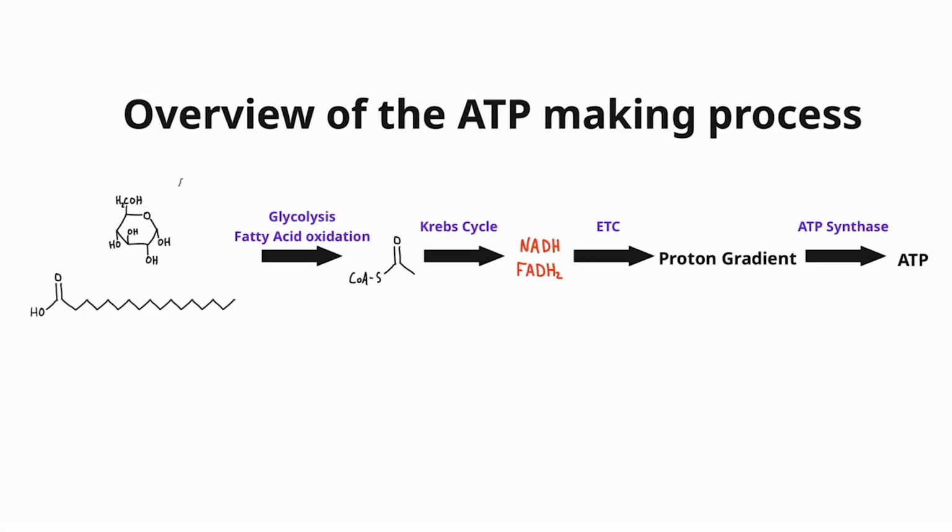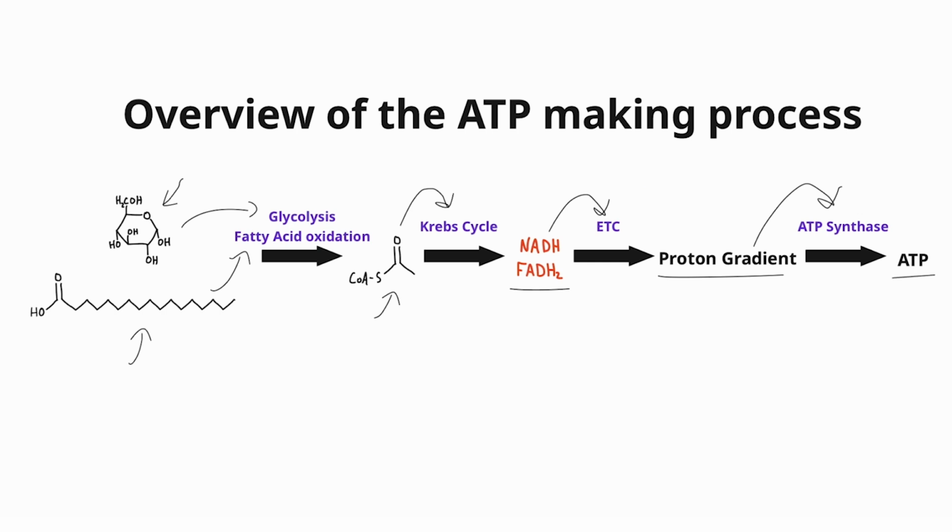It all starts with either a molecule of glucose or a fatty acid. Glucose will undergo glycolysis and a fatty acid will undergo fatty acid oxidation, and both of those processes eventually lead to the production of acetyl coenzyme A. Acetyl coenzyme A feeds into the Krebs cycle, which produces the electron carriers NADH and FADH2. Those two molecules transfer those electrons to the electron transport chain, and the electron transport chain provides the energy to create the proton gradient in the inner membrane space of the mitochondria, and then that proton gradient supplies the power for ATP synthase to create ATP.